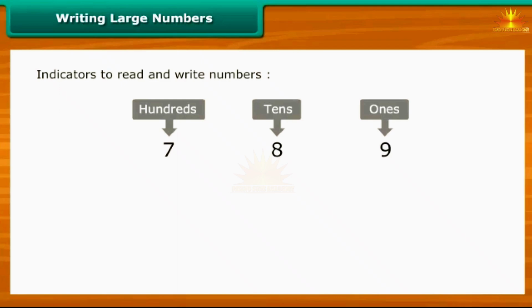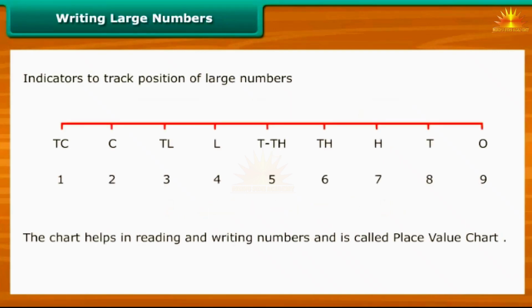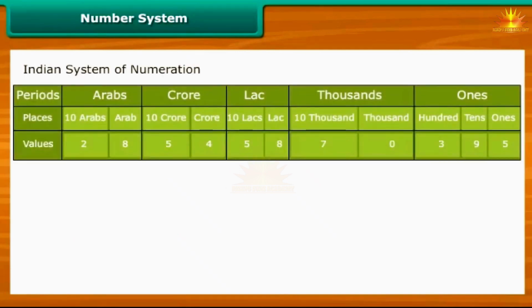In a decimal number system, the value of a digit depends on its place or position in the number. Each place has a value of 10 times the place to its right. It can be extended to crores. The chart helps in reading and writing numbers and is called the place value chart. Number system. In our Indian system of numeration, we use ones, tens, hundreds, thousands, and then lakhs and crores.